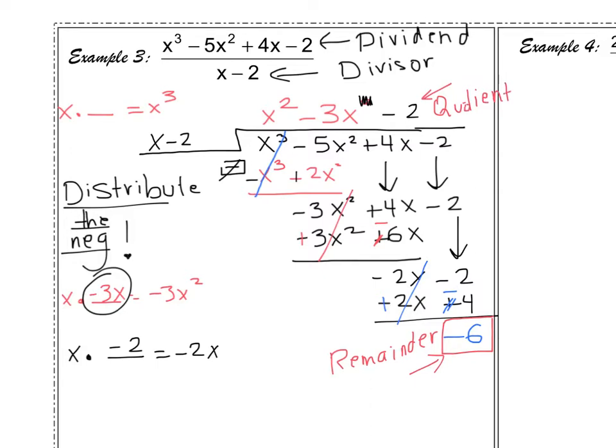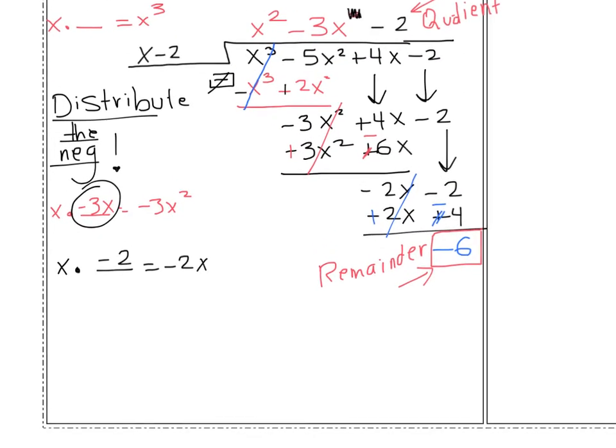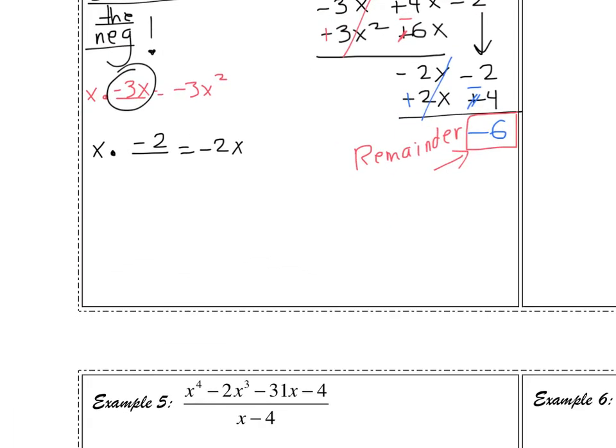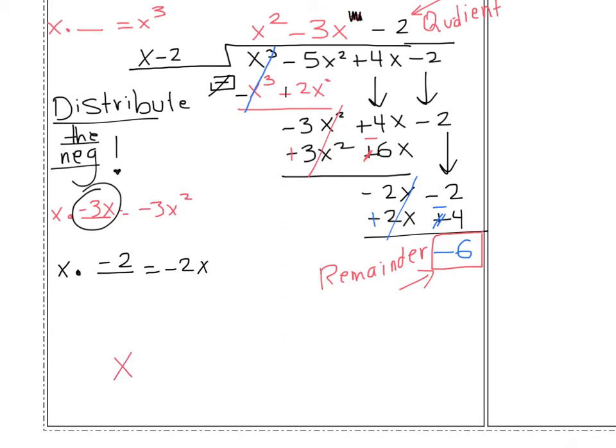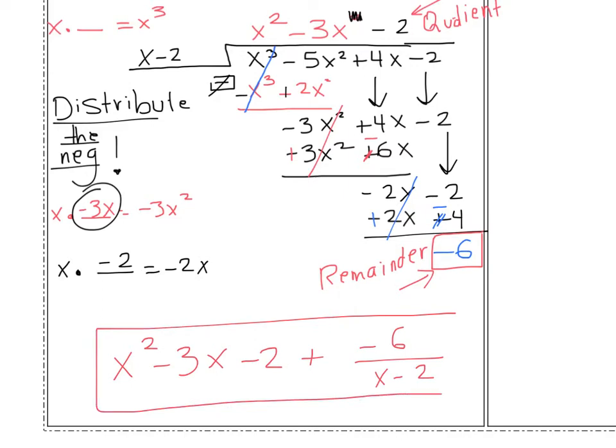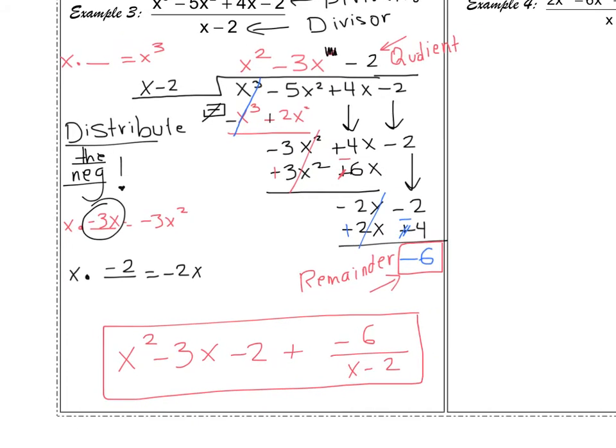So let's go ahead and write down the final answer. If you divide them, your answer is going to be the quotient, x squared minus 3x minus 2, plus the remainder over the divisor. Because since I have a remainder, I have to remember to put it in fraction form. So the answer of the division up there is going to be this. And remember, the quotient plus the remainder, which is -6.